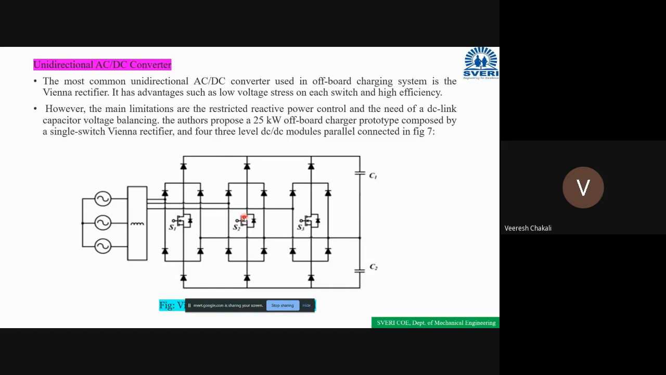So if only one device is present, there will be more voltage stress on it, because only one device has to handle the total power. So the voltage stress will be higher. In case the rectifier is designed with a number of devices, the voltage stress will be decreased because the number of devices is increased, meaning the voltage level will be distributed across each device. Is it clear? That is one of the main advantages of this unidirectional AC to DC converter.